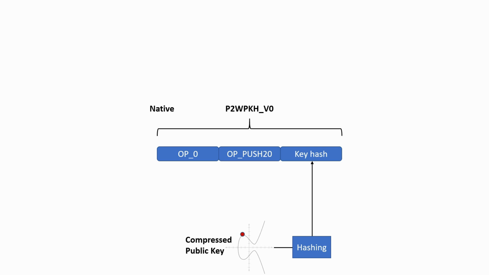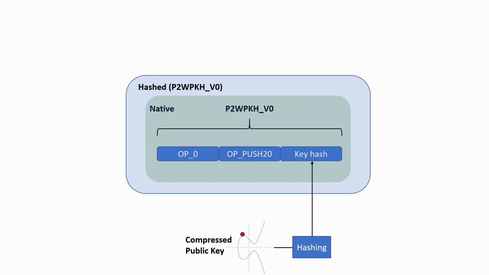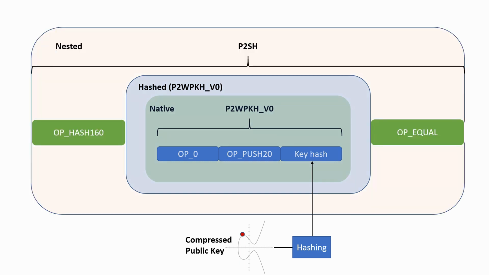And theoretically, we could have stopped here. But don't forget, we also want to create the backward compatible script, the nested script. So we took our pay-to-witness public key hash version 0 script and we hashed it. This is known as the script hash or the redeem script. And now we just need to place it inside of an old-fashioned pay-to-script hash type of script. And that's it. That's basically our backward compatible Segwit script.